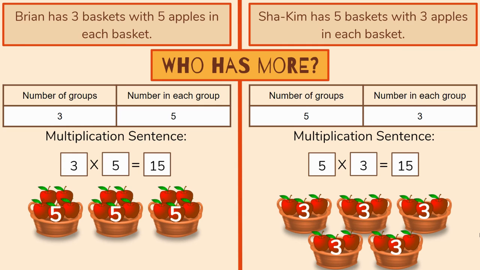So, going back to our question of who has more, Brian and Shakim have the same number of apples. These equations are equal. 3 times 5 equals 15, and so does 5 times 3 equal 15. So we have 3 times 5 is equal to 5 times 3. This is the commutative property, where we have our 2 factors, and it doesn't matter what order we put them in, we will still get the same total.